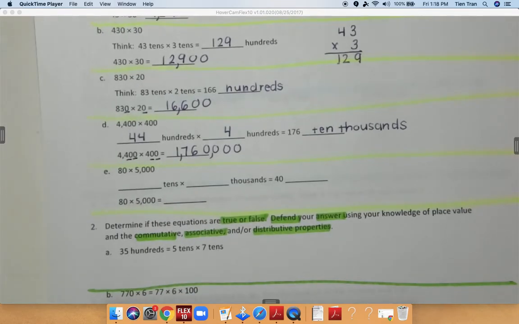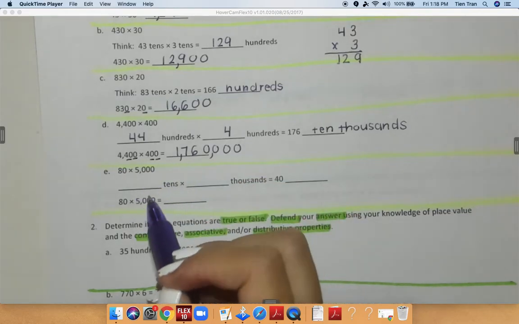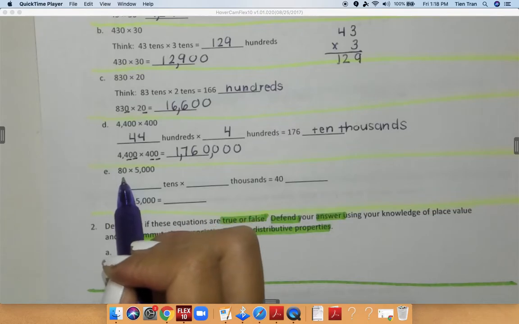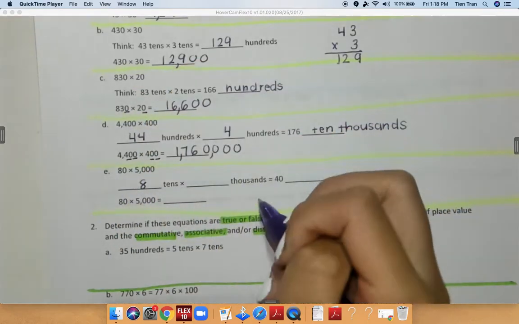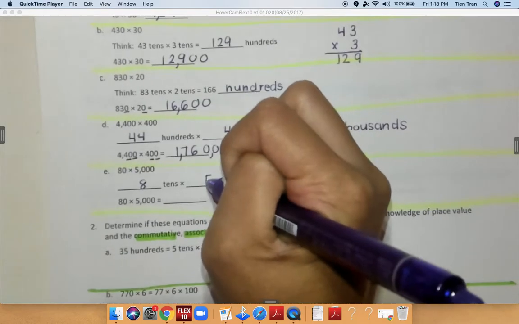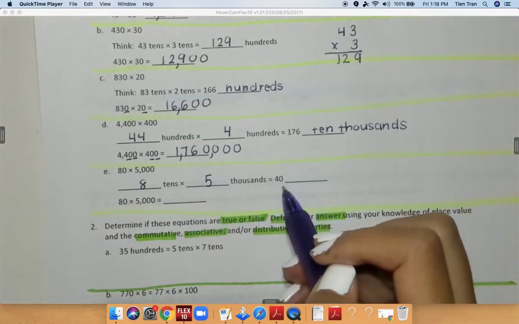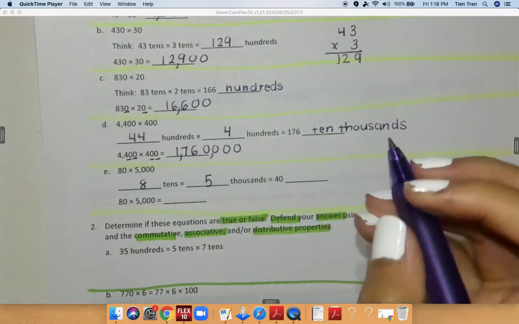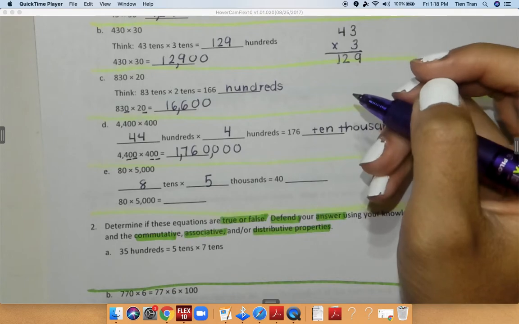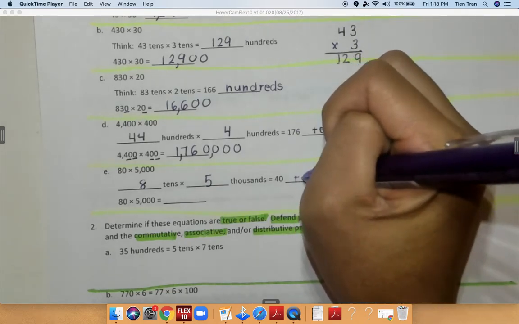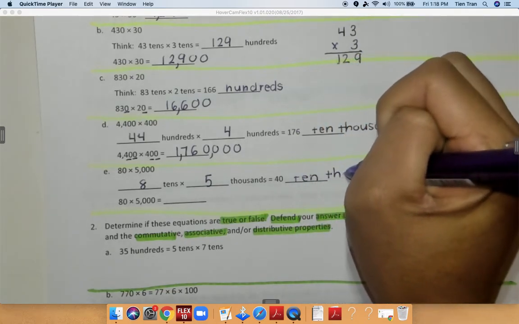Okay, now moving on to problem E. For problem E, we know that we have how many tens? It says 8 here. So I'm writing 8 tens. How many thousands? We have 5 thousands. And that is going to give me 40 what? It's going to give me 40 thousands. So 40 ten thousands. I'm going to write that down. 40 ten thousands.